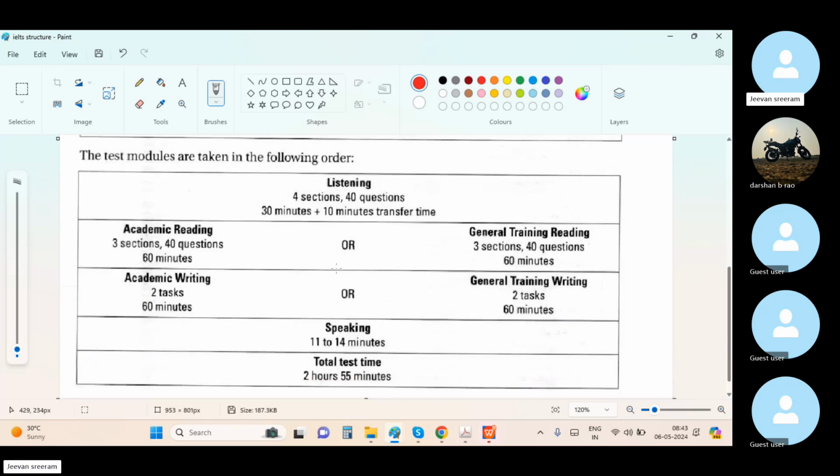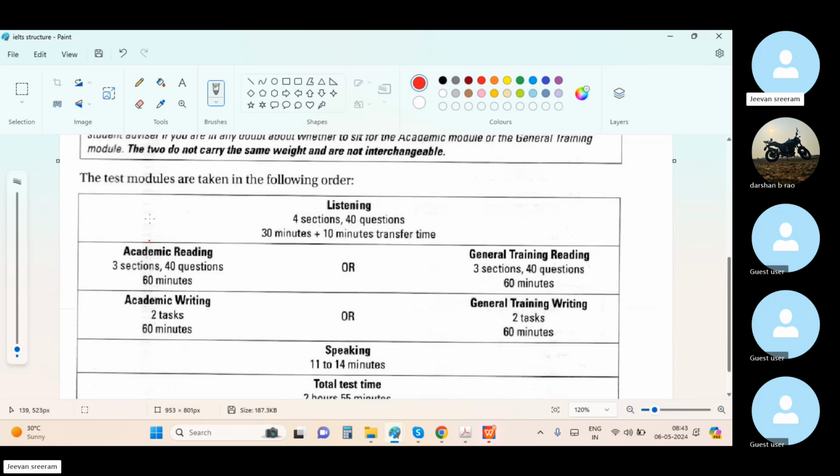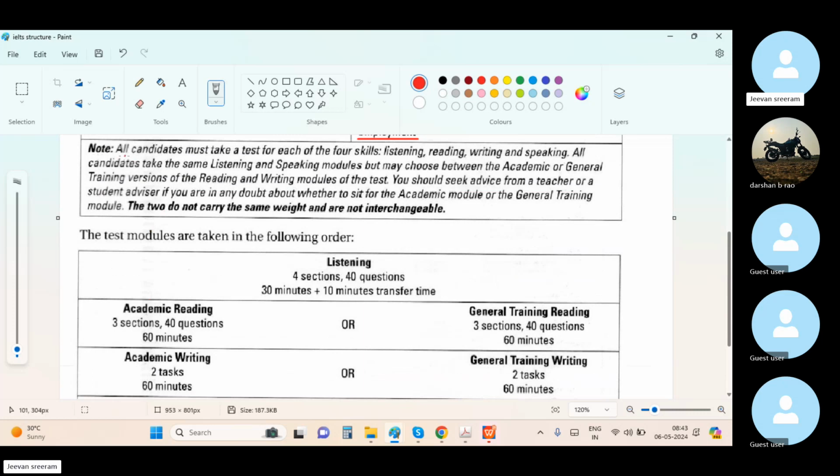So you are going to be tested on 4 modules in both academic and general training IELTS. All candidates must take a test for each of the 4 skills, be it an academic or general training student. You must give the test, attempting listening, reading, writing, and also speaking.